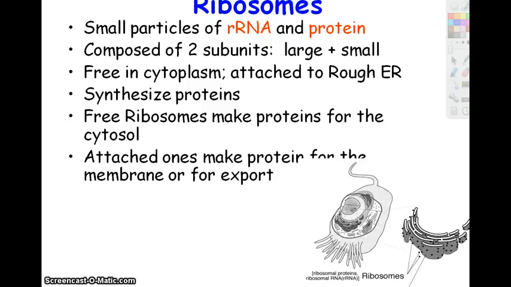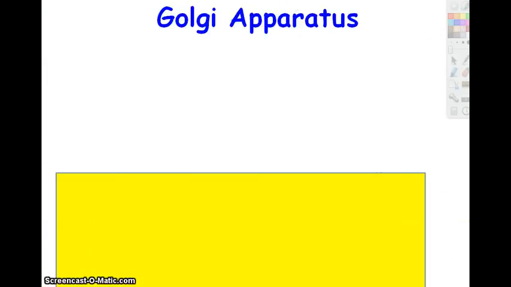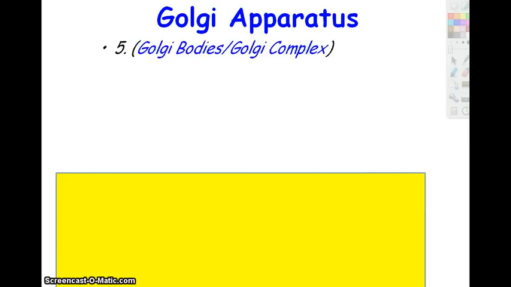Little sketch in the corner just showing the ribosomes, that they're just little dots. Okay. The part that's going to be in yellow there at the bottom, you don't have to know for any test. That's why I highlighted it, just so you know.